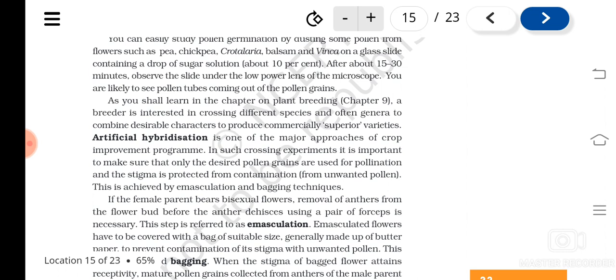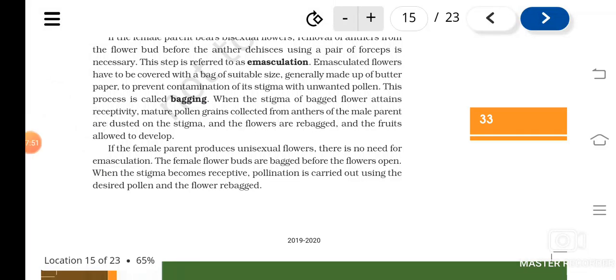Then next is pollination, isn't it? We have to collect the pollen grains from the flower which we are thinking of making the male, and dust them on the stigma. Understood? Then after pollination we have to rebag it and label it. Label means date of pollination, the variety which is used, all that can be written. So this is the procedure of artificial hybridization.